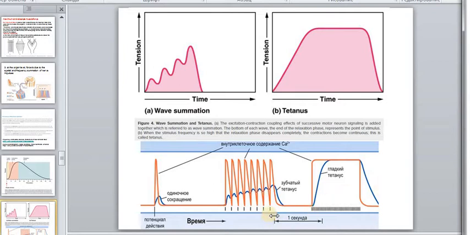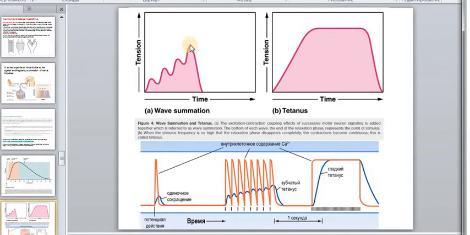At the molecular level, summation occurs because the second stimulus triggers the release of more calcium ions, which become available to activate additional sarcomeres while the muscle is still contracting from the first stimulus. Summation results in greater contraction of the motor unit. If the frequency of motor neuron signaling increases, summation continues and muscle tension in the motor unit continues to rise until it reaches a peak point.